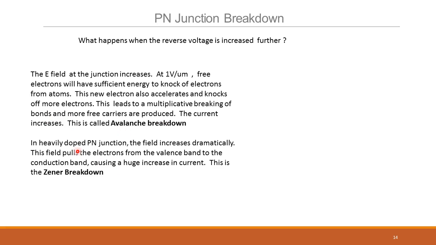Right? In a heavily doped PN junction, on the other hand, the field increases dramatically because we know that the field is a function of doping. Right? So if you have doped it heavily, the field increases very dramatically. This field pulls the electron from the valence band to the conduction band, causing a huge change in current. Here it was electrons knocking off other electrons. Here, just because of the field, the electrons are pulled. And this is called a Zener breakdown.